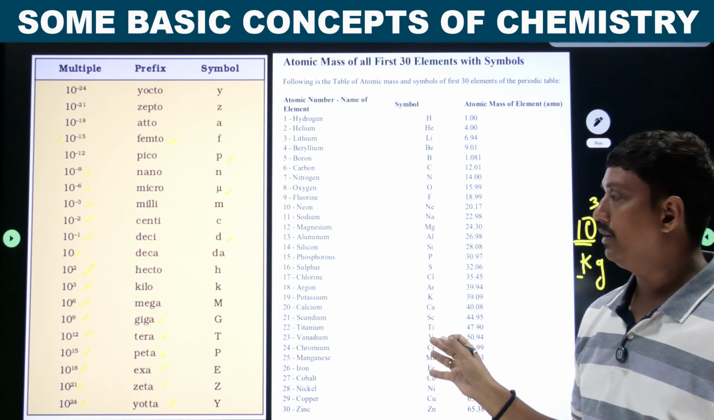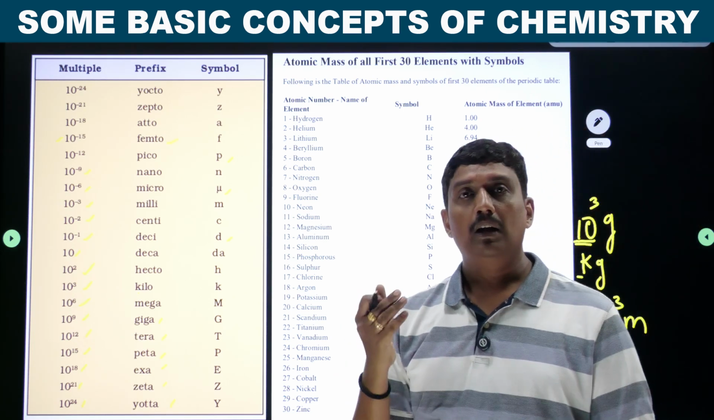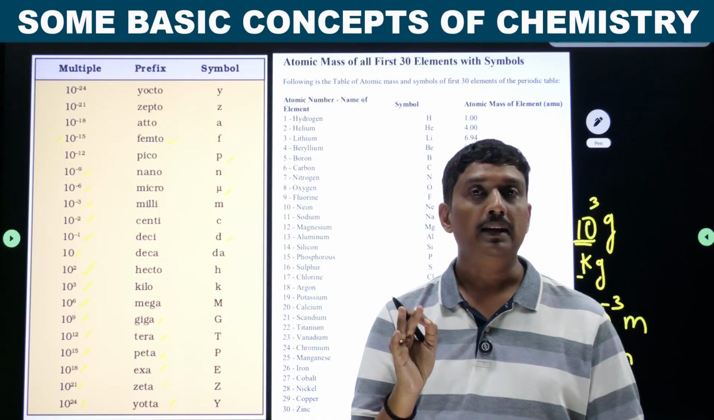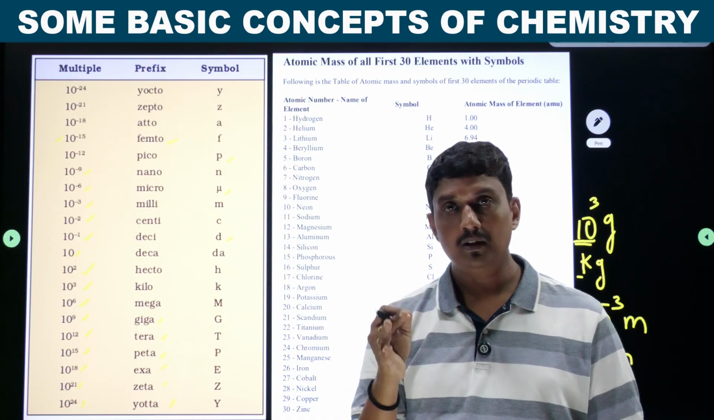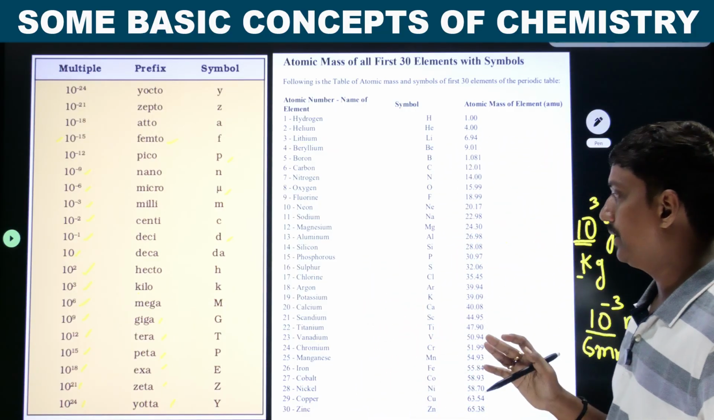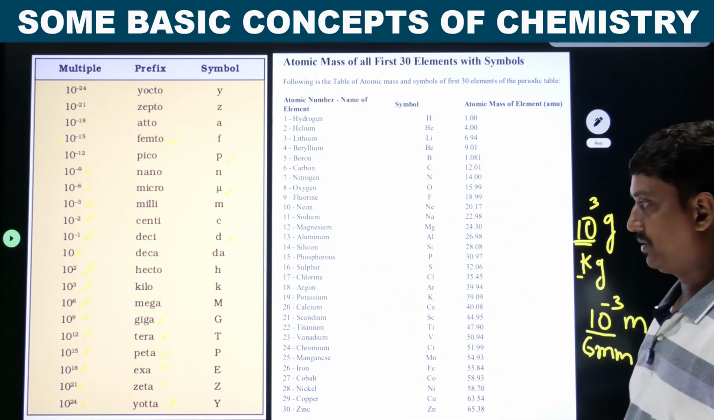This chart is very helpful. As I said in the last class, at least you should be familiar with the first 30 elements, their symbol, atomic number and mass number.